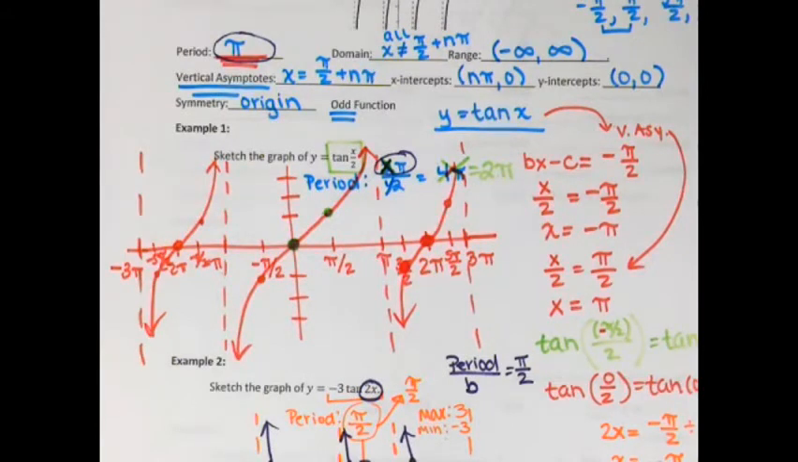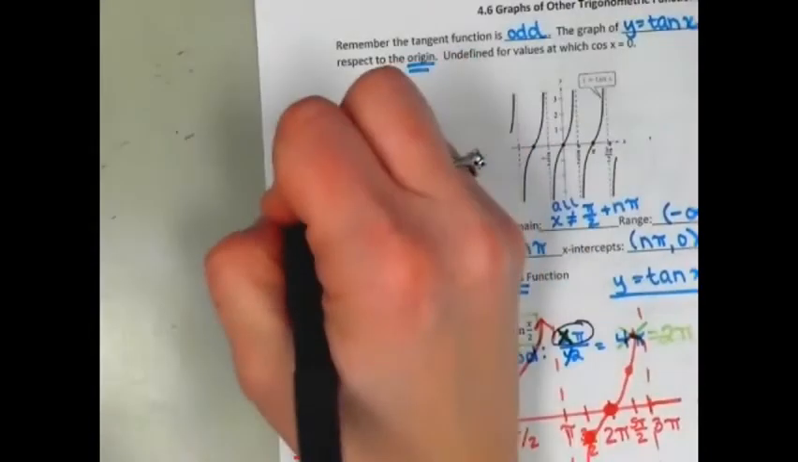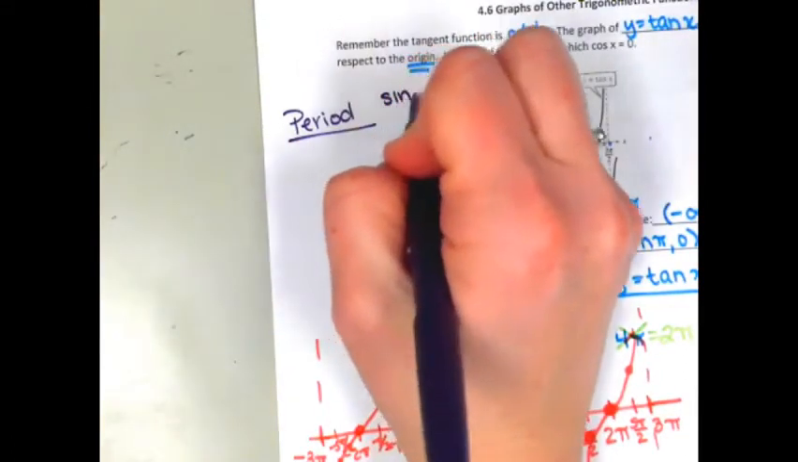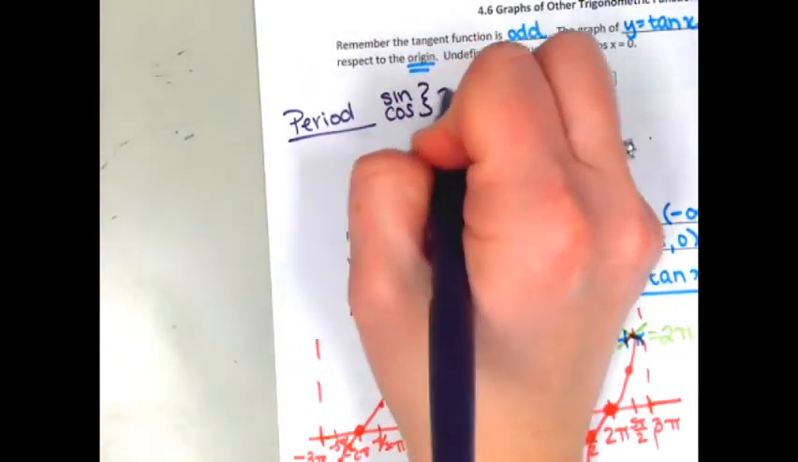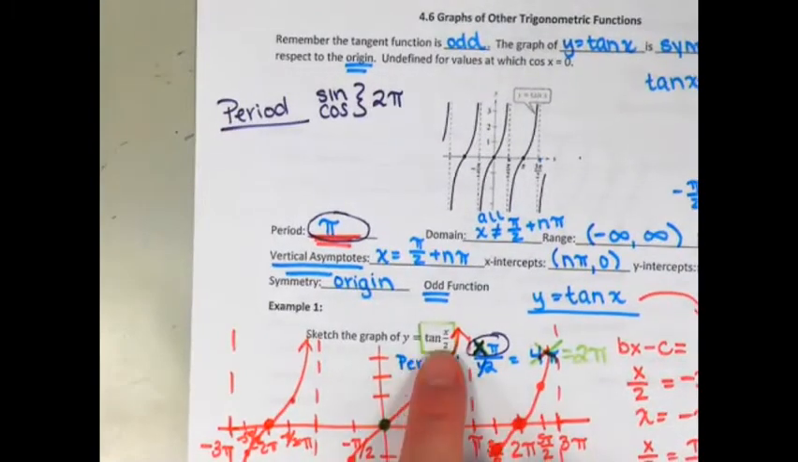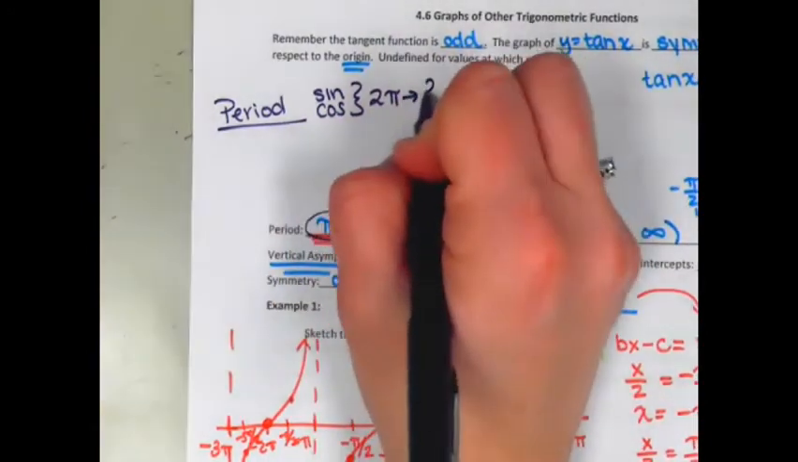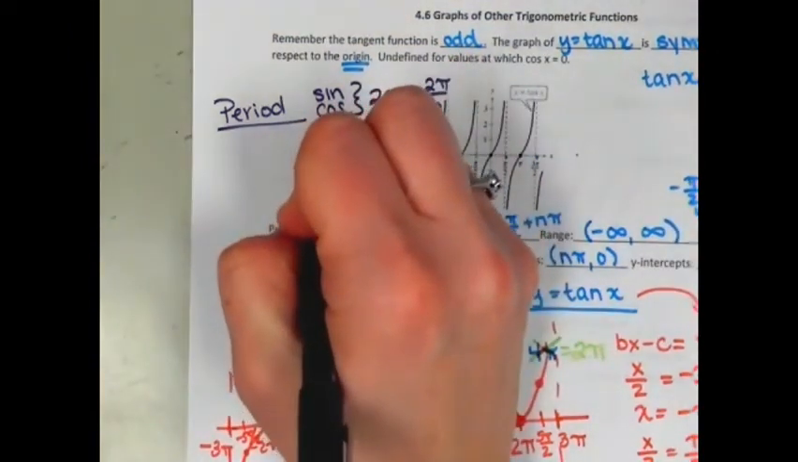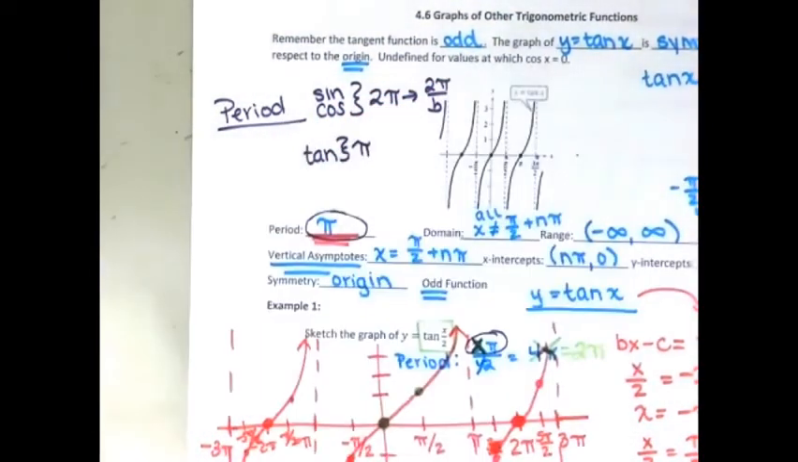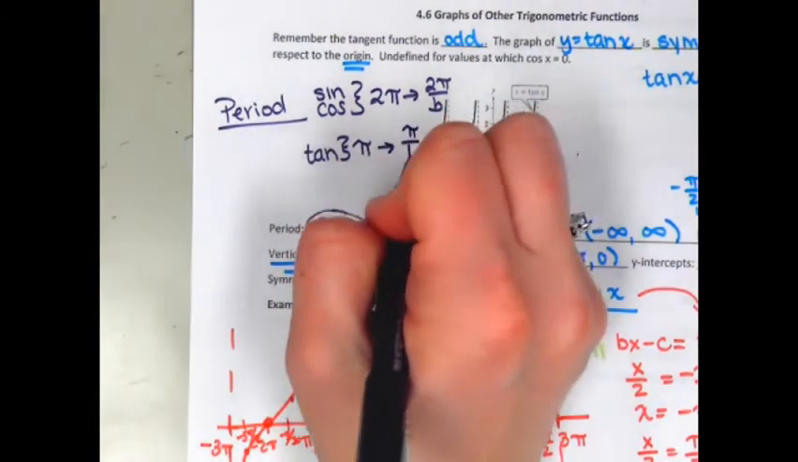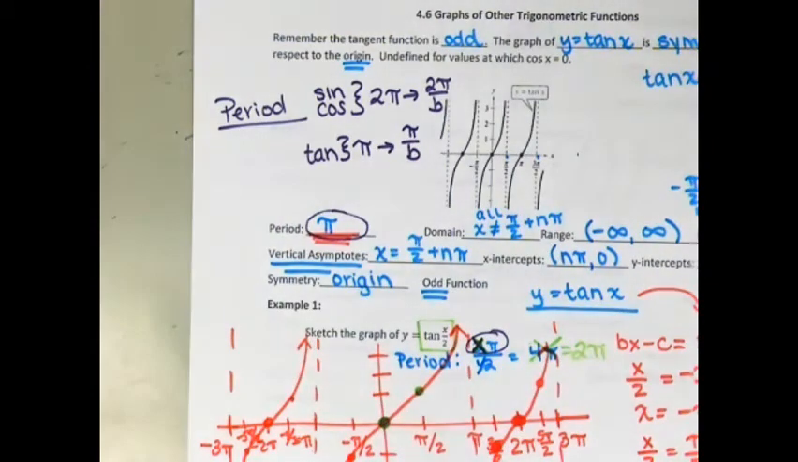Okay. So for your period, for a sine and cosine graph, your period is normally 2 pi. Now, when you have a b with the x, you always take 2 pi and divide it by that b. For a tangent, my period is always pi. So instead of taking 2 pi divided by b, we actually take pi divided by b. Does that make more sense?